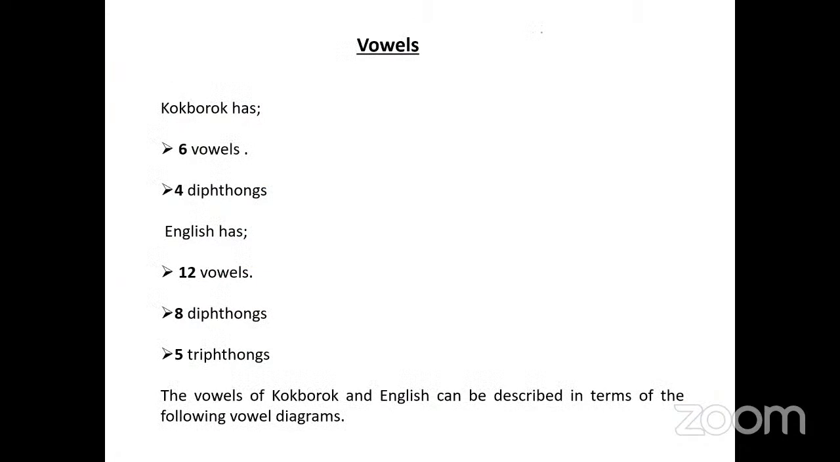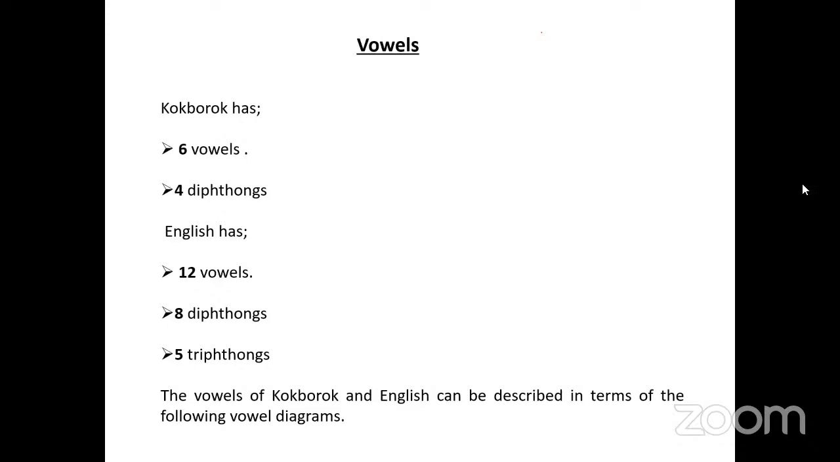Okay, now let's go to the vowel system. Pauperok has 6 vowels and 4 diphthongs. English has 12 vowels, monophthongs, and 8 diphthongs. And it also has 5 triphthongs. Here we didn't find any triphthongs in the case of Pauperok. So these phonemes will be displayed or described in the chart below.